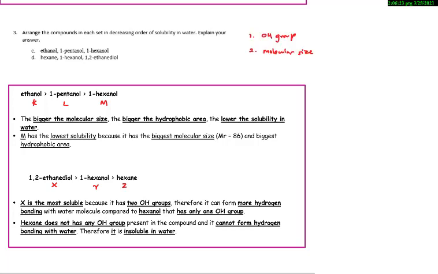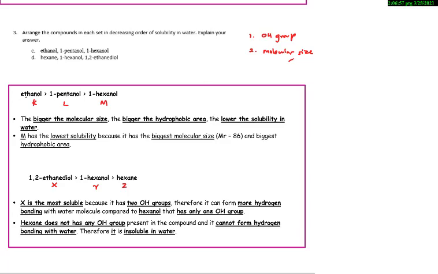Okay, so for solubility, we look at two factors. First factor, is there any presence of OH group? If yes, how many of them? Okay, if you have more OH groups, that means you can form more hydrogen bonding. Therefore, solubility will increase. Second, we look at the molecular size. Okay, if you have a bigger molecular size, we will talk about the hydrophobic area. Okay, the bigger the molecular size, the bigger the hydrophobic area, therefore solubility will decrease.